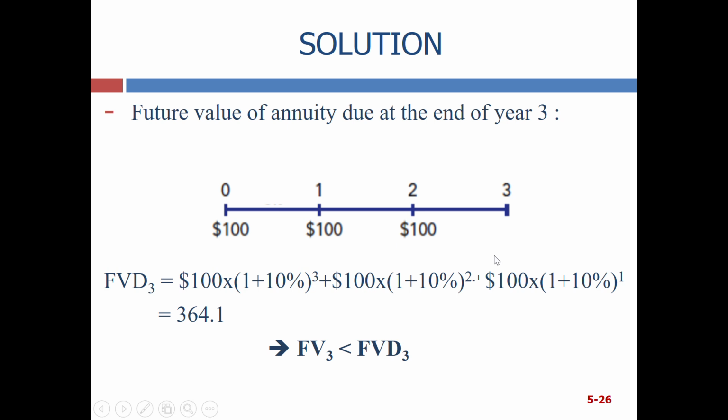For the annuity due, the number of compounding periods for the first $100 is 3. The number of compounding periods for the next 2 payments are 2 and 1 respectively. The future value of this cash flow is 364.1. So we can conclude that the future value of the annuity due is greater than the future value of the ordinary annuity. This is consistent with the theory of the time value of money.